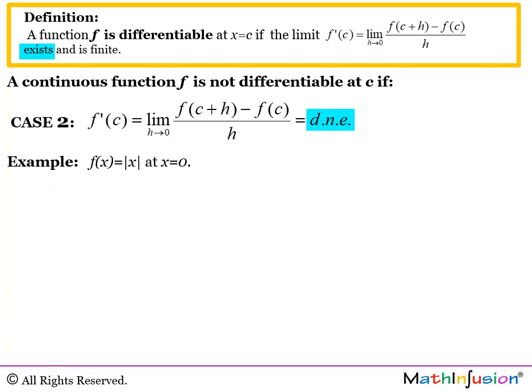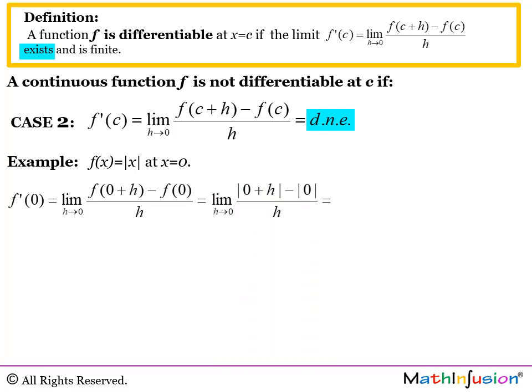And here's an example. Let's take the function absolute value of x and observe what happens at x equals 0. Here's the derivative of the function at 0. It's the limit of f of 0 plus h minus f of 0 over h when h approaches 0. We are substituting absolute value for the function, and we get that this is the limit of absolute value of 0 plus h minus absolute value of 0 over h when h approaches 0.